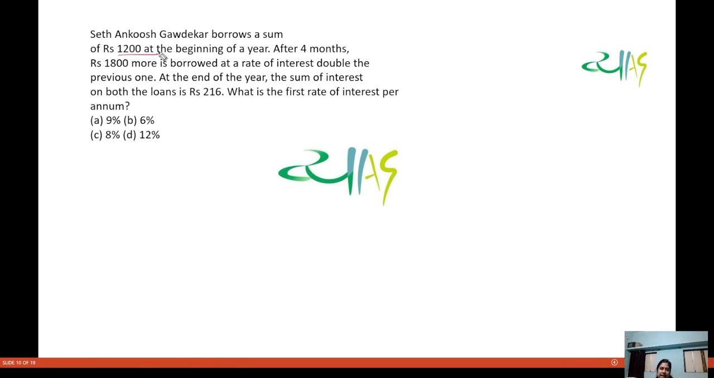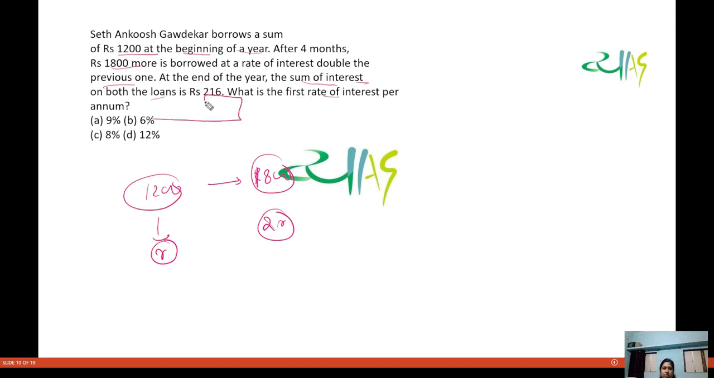Now it is saying, Seth Ankush Gavdekar borrows a sum of rupees 1200 at the beginning of a year. After 4 months, rupees 1800 more is borrowed at a rate of interest double the previous one. So let's say here the interest rate was R, here it is 2R. At the end of the year, the sum of interest on both loans is rupees 216. What is the first rate of interest per annum?